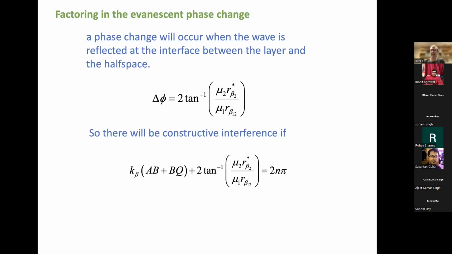We also have to take into account an evanescent phase change. So a phase change will occur when the wave is reflected at the interface between the layer and the half space. So we're assuming something that's propagating at larger than the critical angle, and we get this phase change that we just derived. So there will be constructive interference if this formula here equals some multiple of 2 pi.